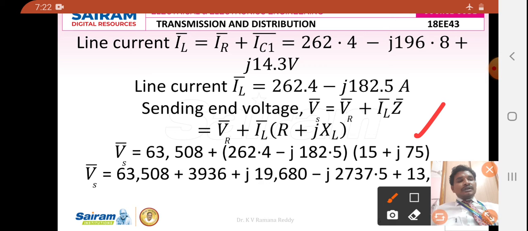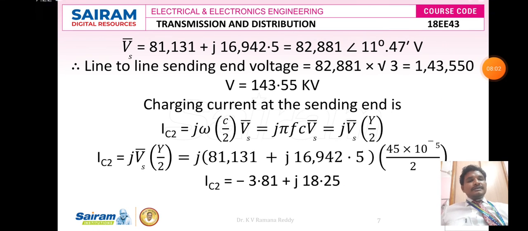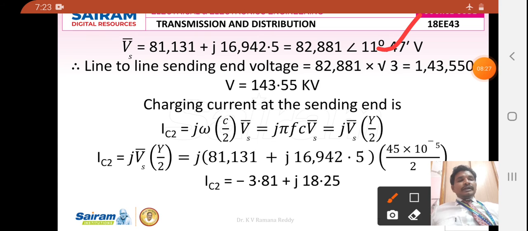Therefore, Vs bar is equal to this expression, and if I do the simplification, Vs bar is equal to 81,131 plus j of 16,942.5, that is equal to 82,881 at an angle of 11.47 degrees volts. This is the sending end voltage. Now I am going to calculate the line to line sending end voltage. For the existing answer I multiply by root 3. That is 82,881 into root 3. Here I got 143,550 volts, or 143.55 kilovolts.